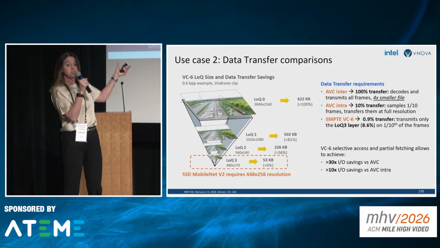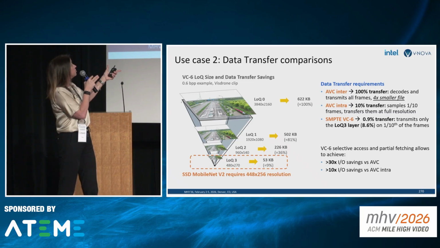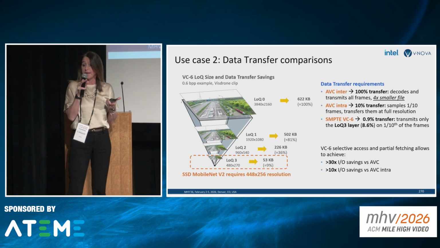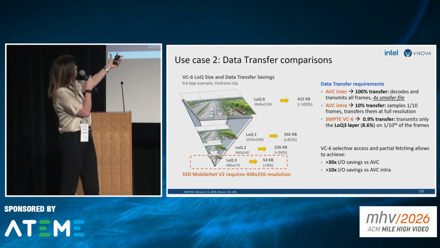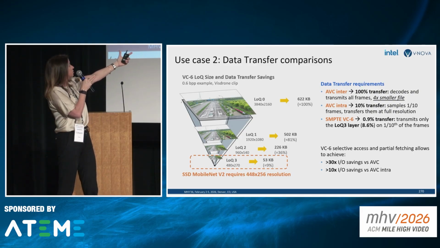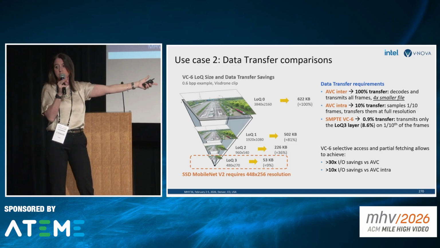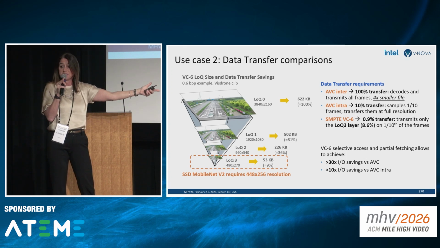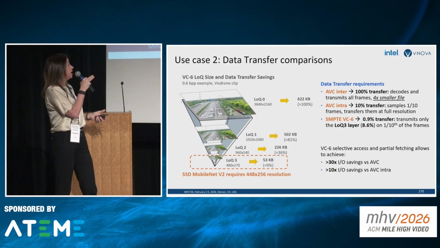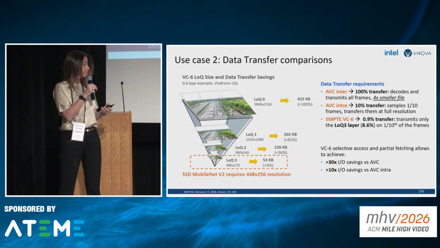And this was in terms of timing, and this is instead the impact in terms of data transfer and I/O. As I mentioned, LOQ3, which was just enough to feed the model, was only 9% of the total. So the overall result is that in terms of I/O saving, we achieve a 30 times saving compared to AVC, and a 10x saving as opposed to AVC intra.